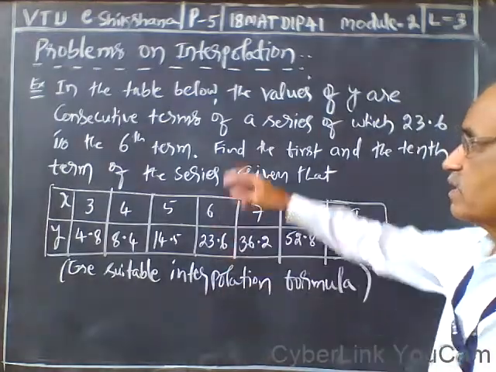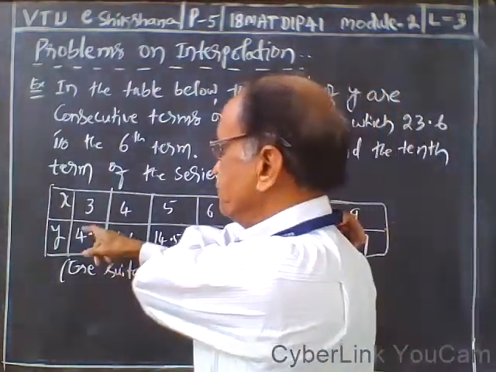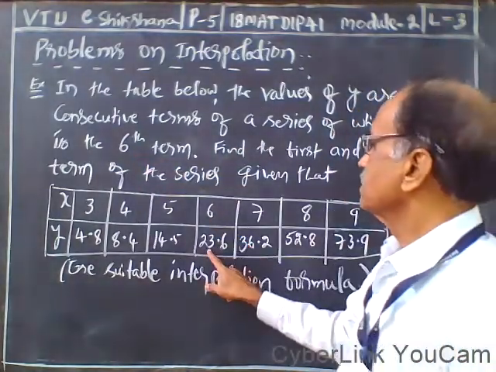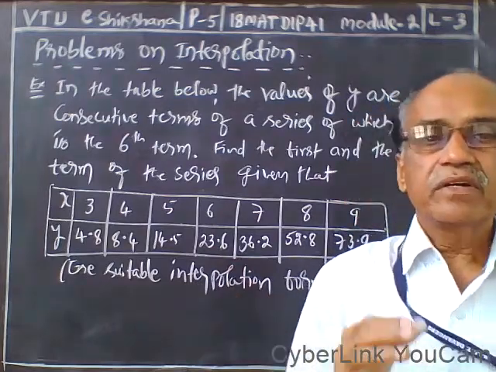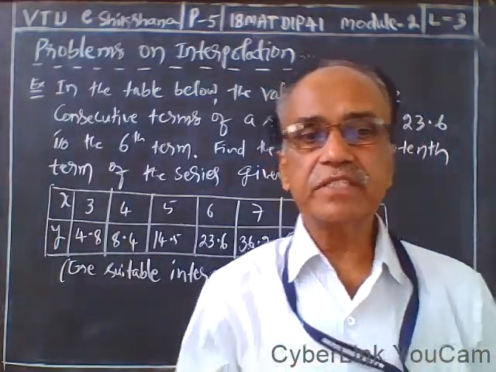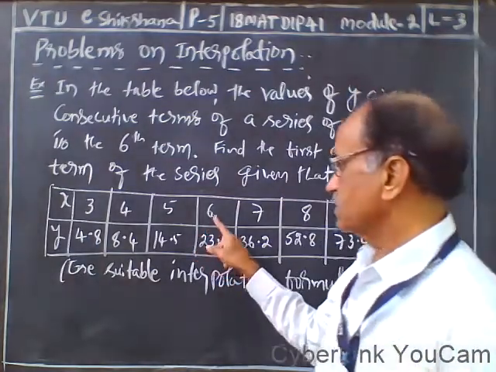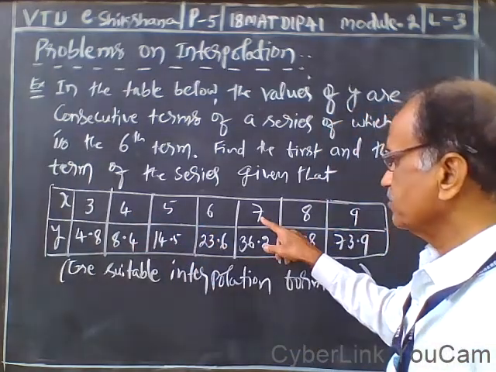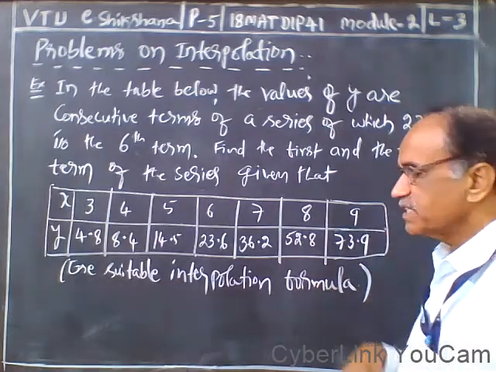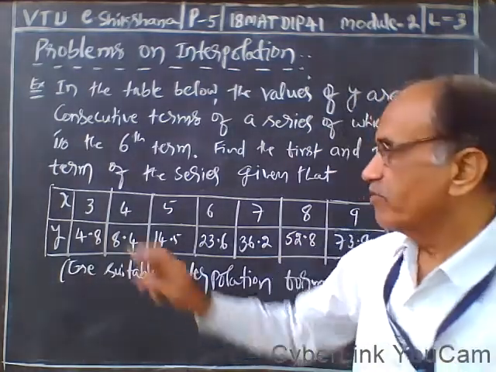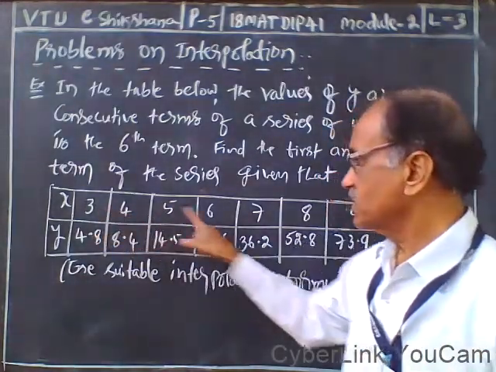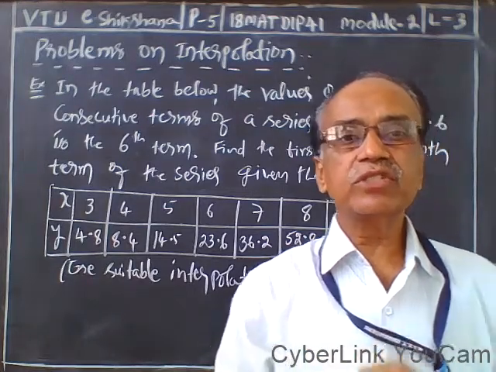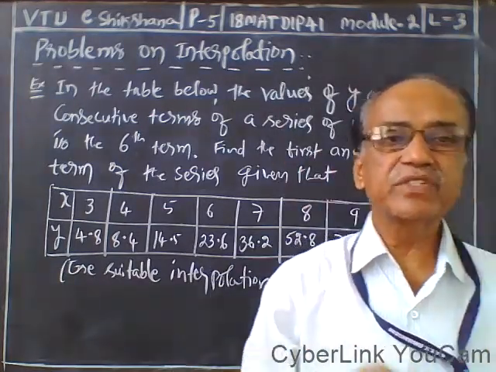That means here we have the sixth term given. Sixth term is the value 23.6. That is sixth term 23.6 means before that and after that the values are distributed. How they are distributed? Starting number is 3, next number is 4, next number is 5, next number is 7, next number is 8, next number is 9. That means from 3 up to 9, 1 unit is the difference between any two successive values of x. Then we consider these values of x are equally divided, that means equally spaced.